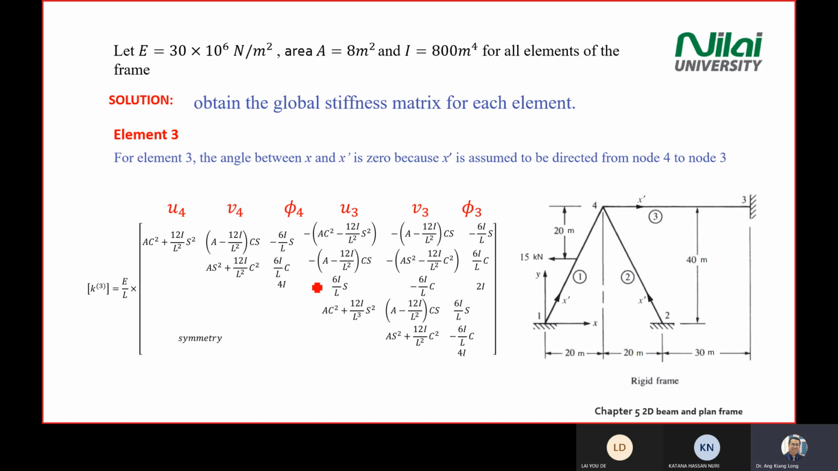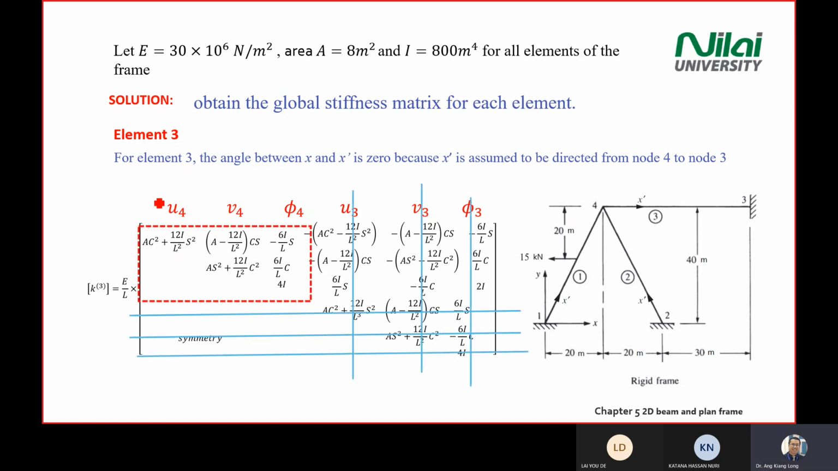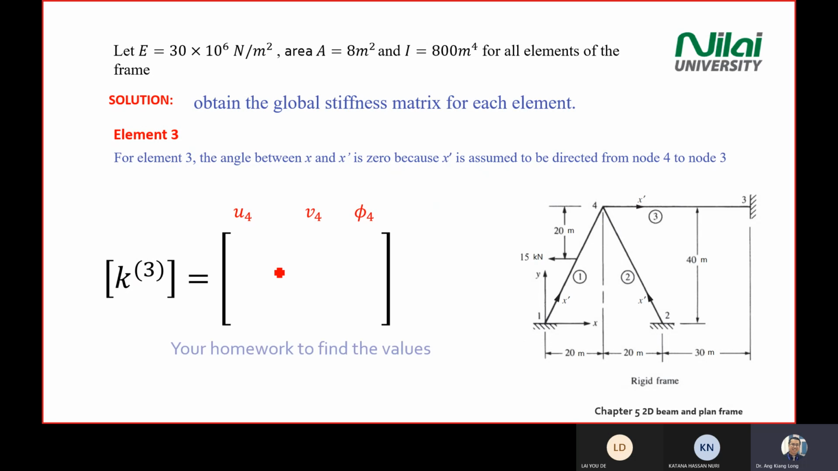After you calculate all the values inside this matrix, look at the scenario in the question. Point number 3 is not able to move, so all the U, V, and rotation at 3 you can close with a pencil line. Then you are left with only the U4, V4, and rotation 4, a 3 by 3 matrix. It's your homework to find all the values here. So element 3 is U4, V4, and rotation 4.